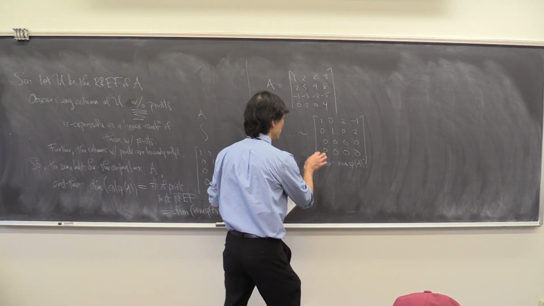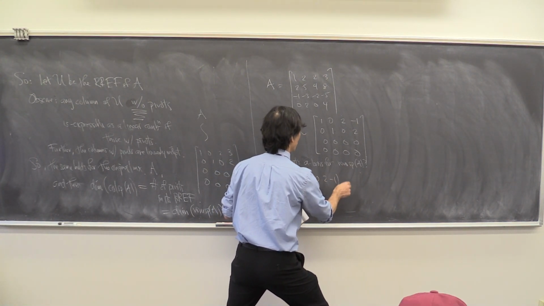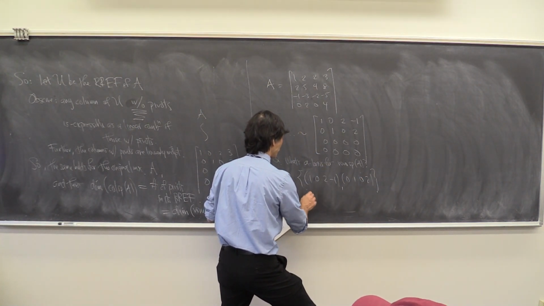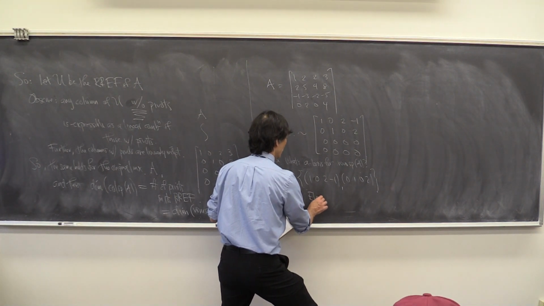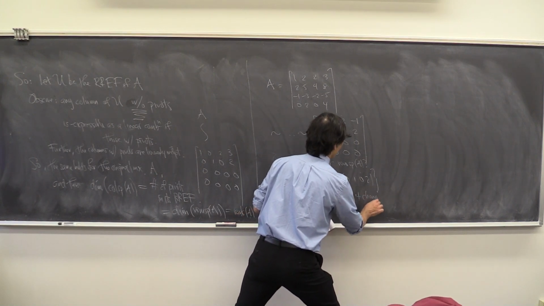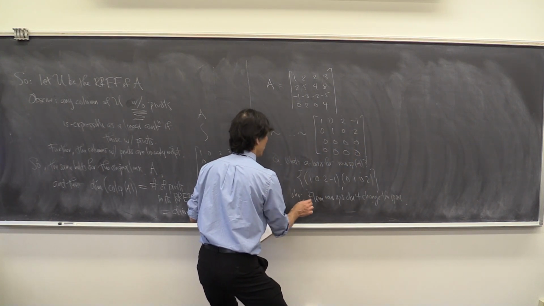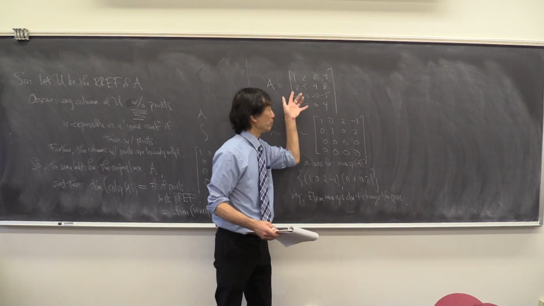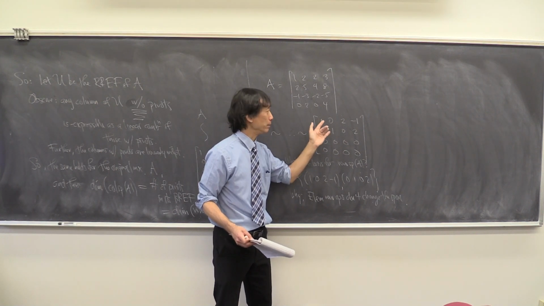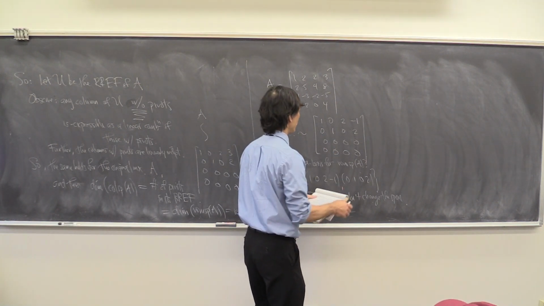So the basis for the row space is 1, 0, 2, -1 and 0, 1, 0, 2. Why? Because elementary row operations don't change the span. So we come down to here, these still span the same space, and they're clearly independent, and so they are a basis.